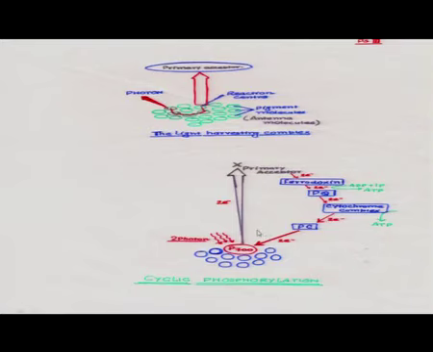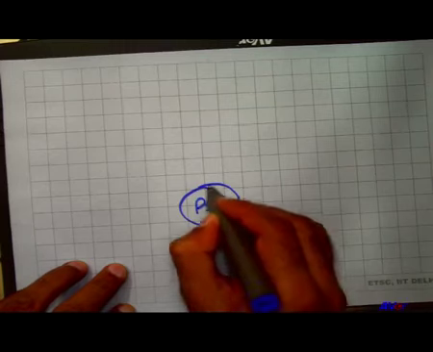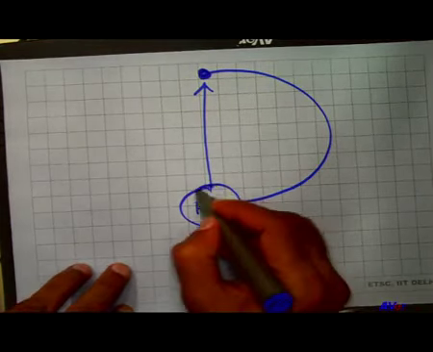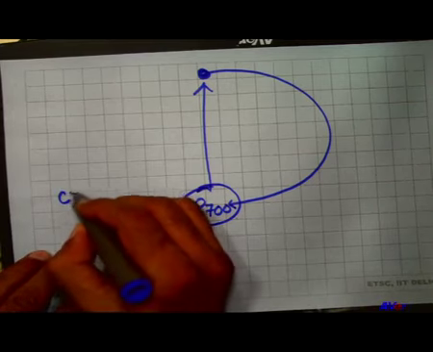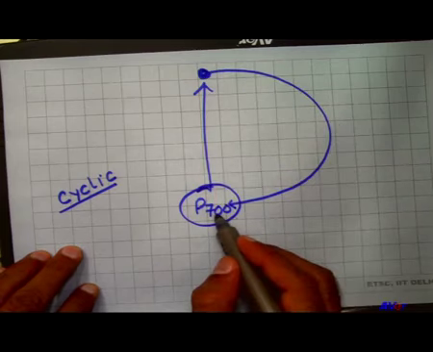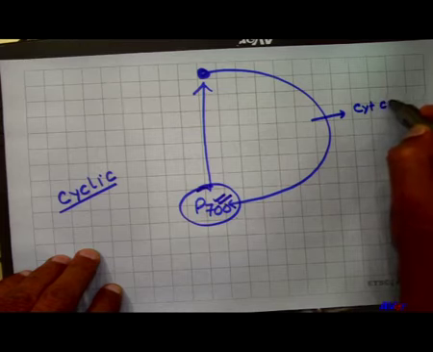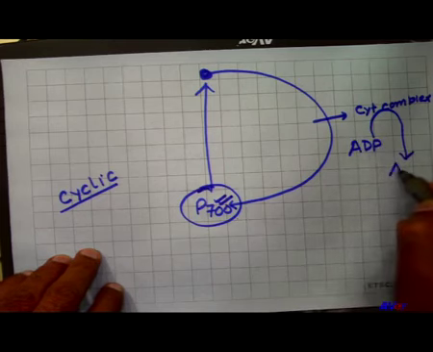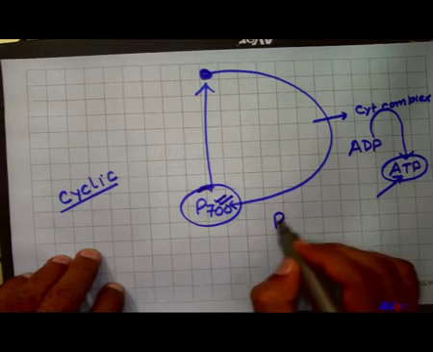So, in this case, the electron is released and finally enters the reaction center. This type of light reaction is called cyclic, because it forms a cyclic path. The electron is released here and again comes back to pigment system 700. In this process, in the cytochrome complex, ADP, adenosine diphosphate, is converted into ATP. The formation of ATP is called phosphorylation.